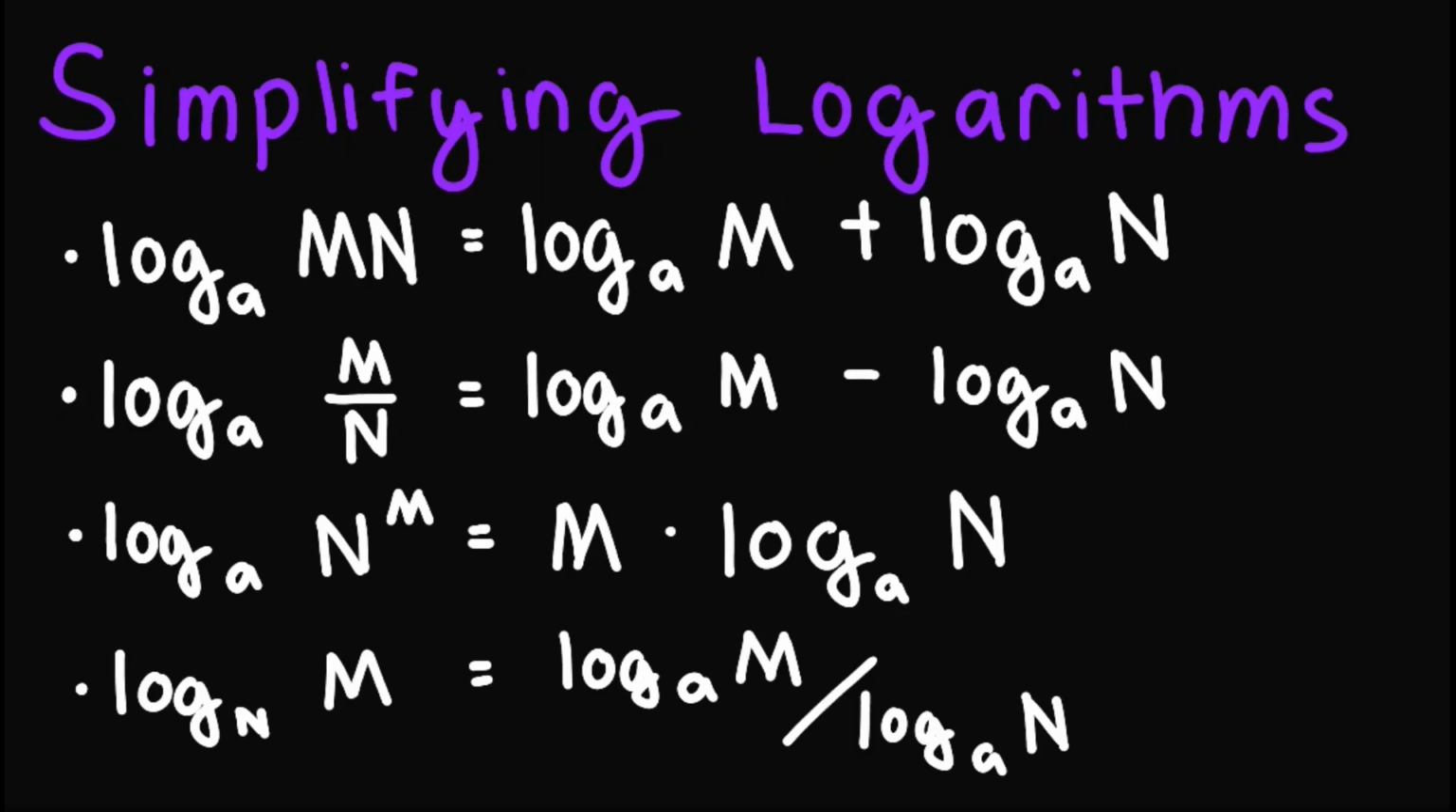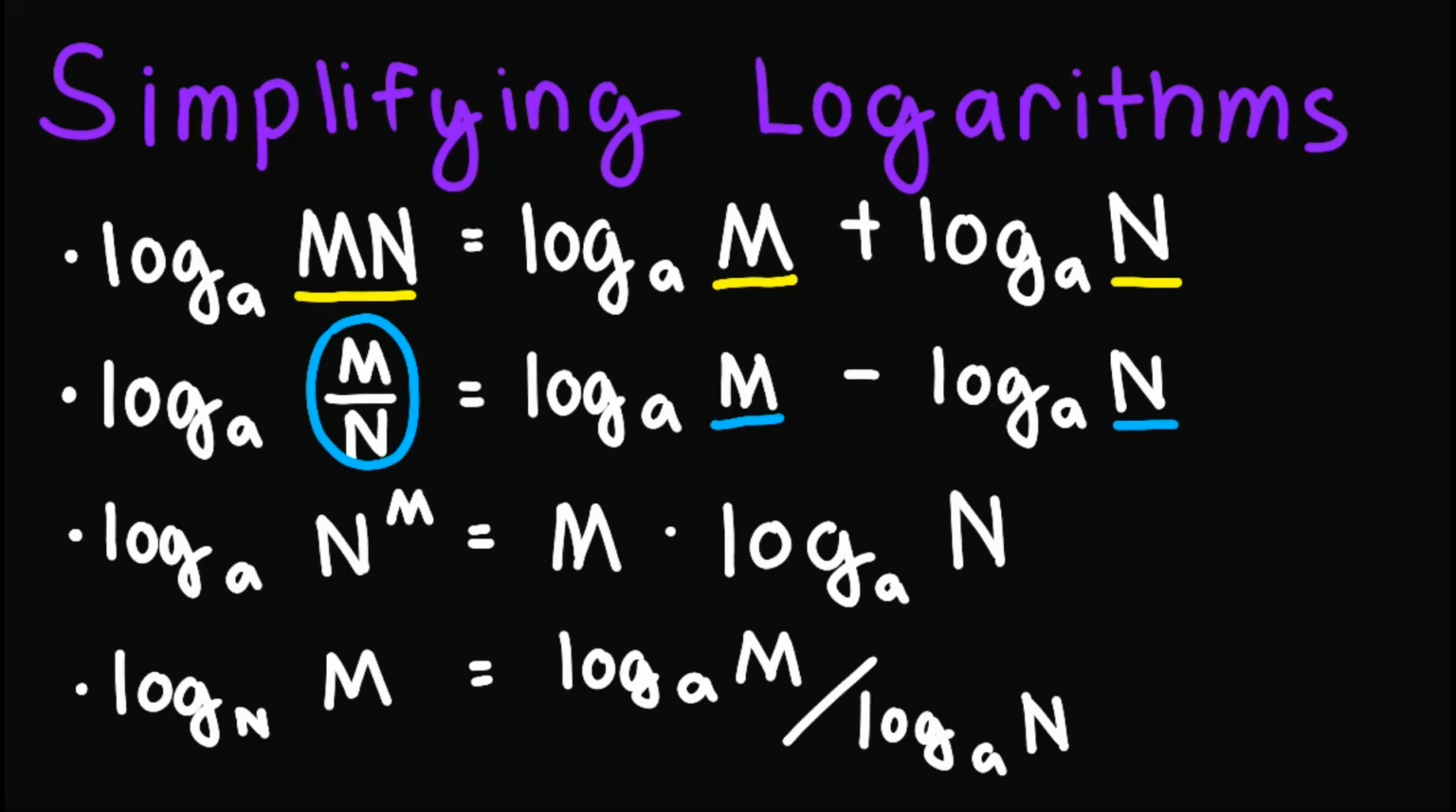First, when we have a product here, mn, the outcome can be split into the logarithm of m with respect to base a plus the logarithm of n with respect to base a. Next, if we have a quotient here of m over n, or a fraction, it can be split into the logarithm of m with respect to base a minus the logarithm of n with respect to base a. So it's similar to the first one.